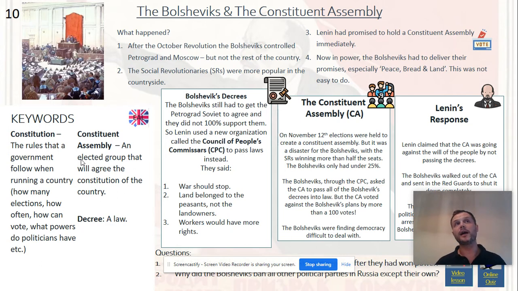For example, in America, it says the president can only be president for 4 years, and then he or she has to get re-elected, and they can only run twice. These are all things written in their constitution.